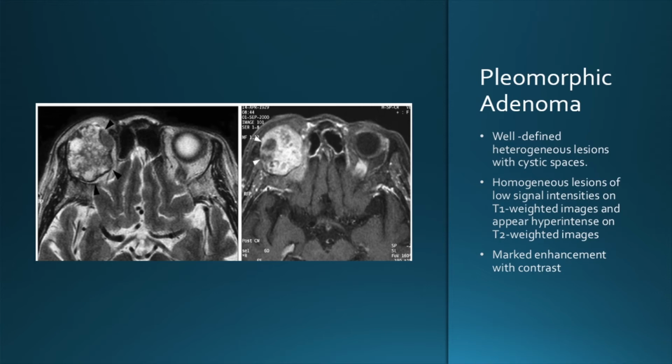In pleomorphic adenomas, they are well-defined heterogeneous lesions containing multiple cystic spaces. The cystic spaces are hypointense in T1 weighted images and hyperintense in T2 weighted images, and the lesions are well circumscribed, and marked enhancement is seen post-contrast.